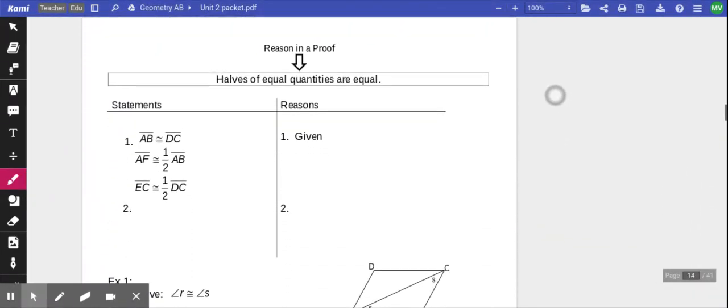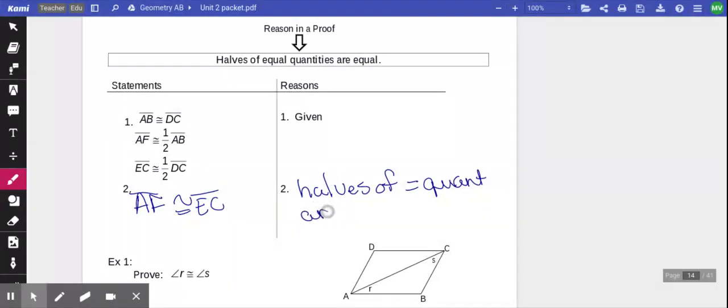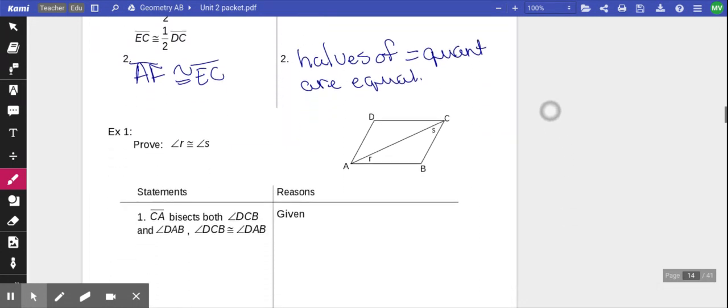So here is our next statement we're going to learn how to use, which is halves of equal quantities are equal. And right now, if I'm given that AB is congruent to DC, and I know that AF is half of AB, and I know EC is half of DC, that means that I can conclude that AF is congruent to EC because of our reason right there, which is halves of equal quantities are equal. And that becomes very useful when we're talking about bisectors or midpoints.